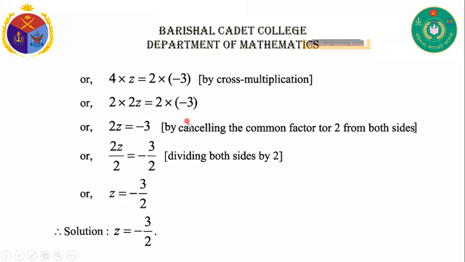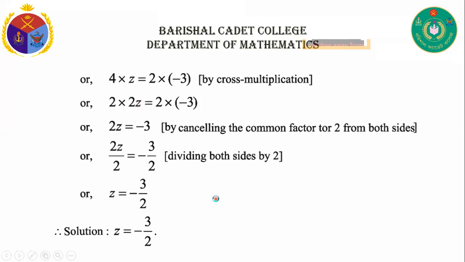The common factor 2 cancels from both sides. Now we can write 2z by 2 equal to minus 3 by 2, that is z equal to minus 3 by 2. So our solution is z equal to minus 3 by 2, or we can also write z equal to minus 3 divided by 2.